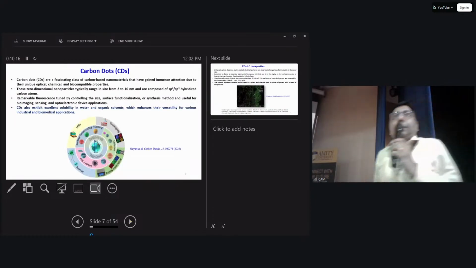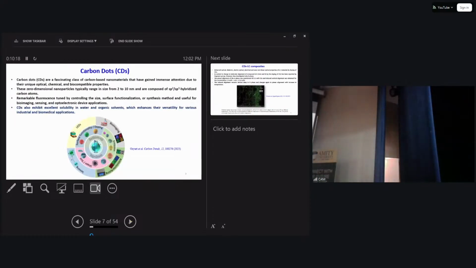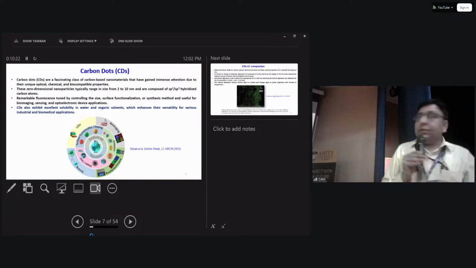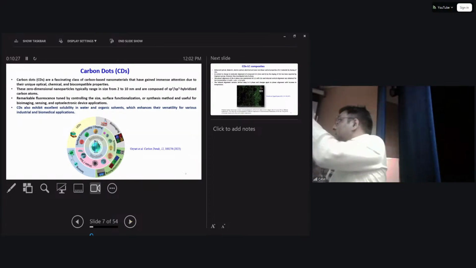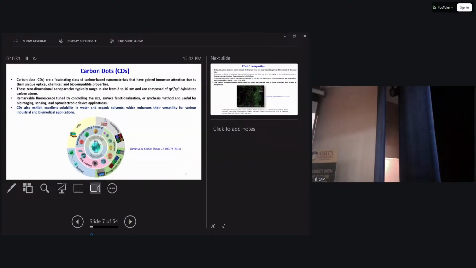Now let's come to this part. This is called carbon dots. So what are carbon dots actually? They are basically nanoparticles, lying in the size range of 2 to 10 nanometers. And why are they so important compared to other quantum dots? Basically, they show fluorescence that we can control by the size and surface functionalization, or by changing the synthesis methods. And they are very useful for bioimaging, sensing, and optoelectronic device applications.